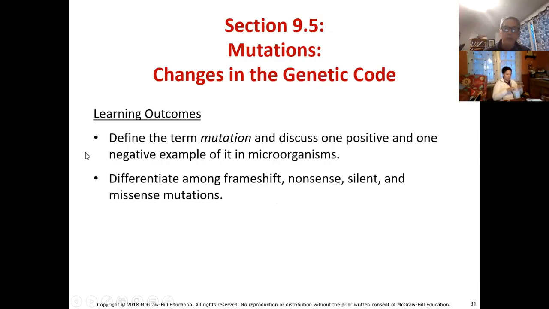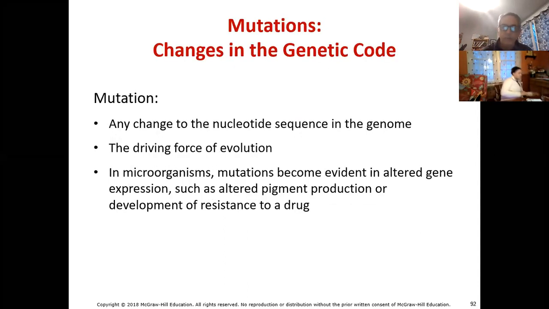Talk about mutations, changes in the genetic code. There are several kinds of mutations we're going to talk about. Mutations can be positive or negative. We'll talk about that. The major groups of mutations: frame shift, nonsense, silent, and missense mutations. Any change to the nucleotide sequence in the genome is a genetic code and is a potential for a driving force of evolution.